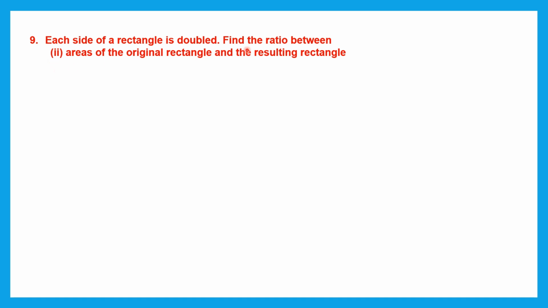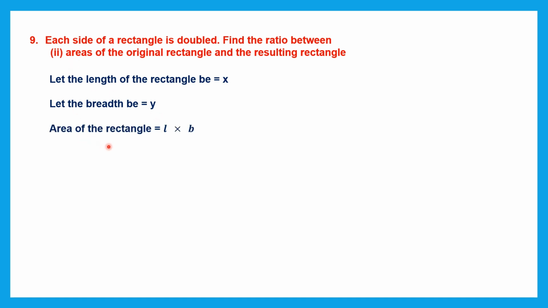Question 2. This time we must find the ratio between the areas of the original rectangle and the resulting rectangle. So let the length, we said, let it be x. Let the breadth be y. So this time we have to find the area. So area formula is length into breadth, which is x into y. X into y is xy. So this is the area of the original rectangle.